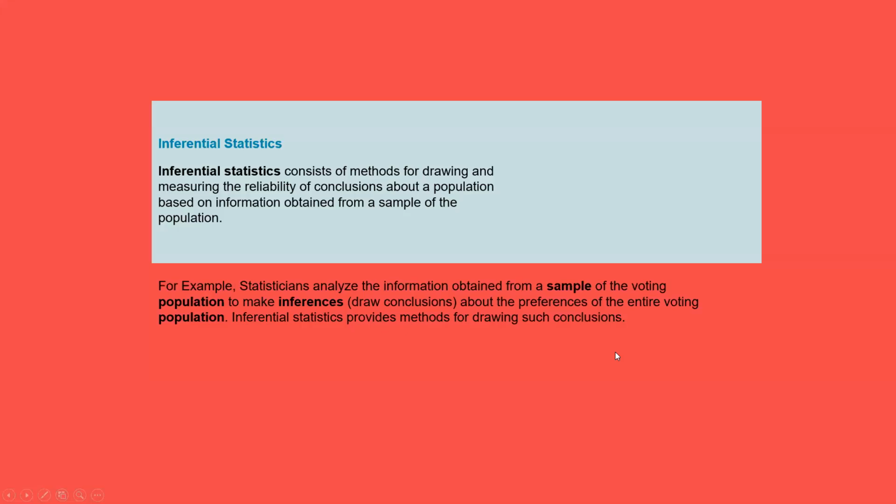All right, this last section, section 5, is called inferential statistics, and it's methods for drawing and measuring the reliability of conclusions about a population based on information obtained from a sample. So what inferential statistics does is different than descriptive. Descriptive takes data and turns it into information. Inferential statistics takes data and turns it into knowledge, okay?